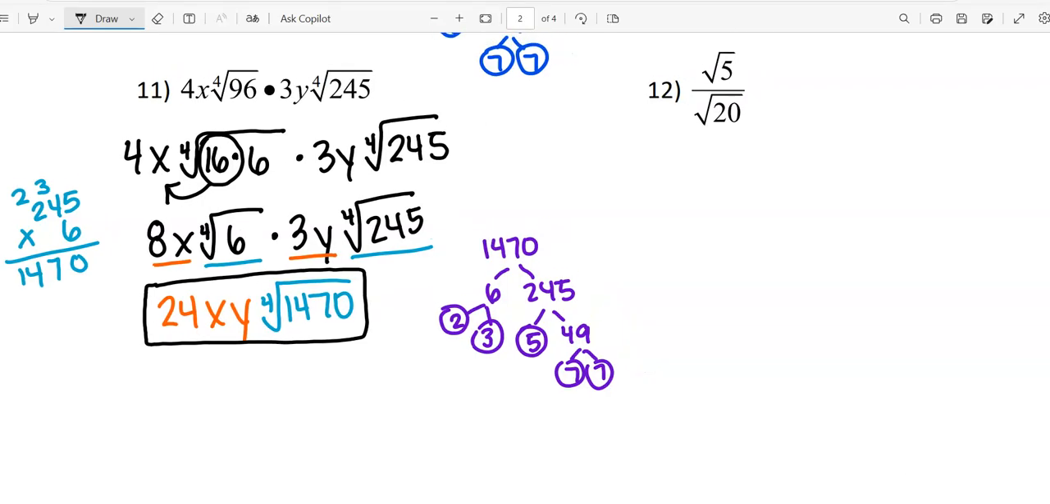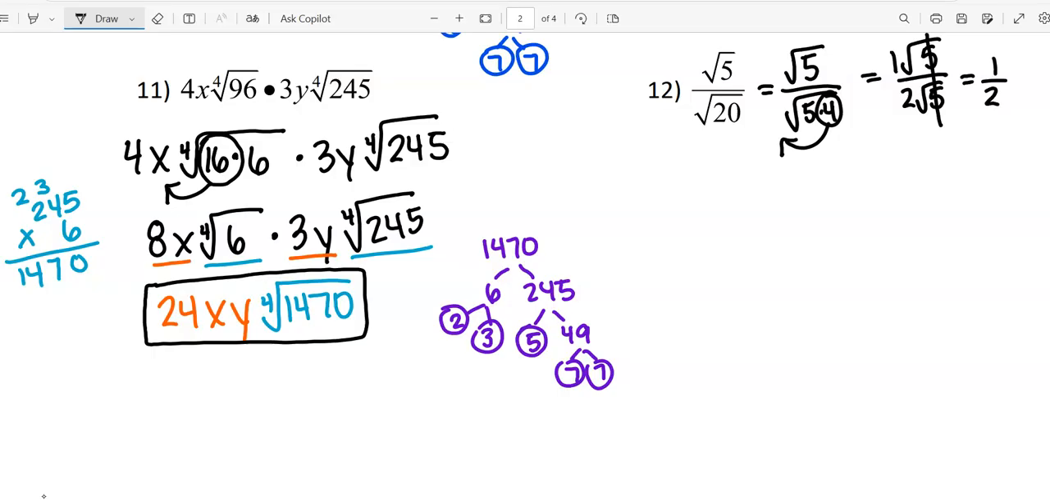12, you can do one of two ways. The first way is you could simplify the square root of 20. What's the square root of 20? The square root of 5 times 4, which one do you know the square root of? The square root of 4 is 2, so this is really square root of 5 over 2 square root of 5. How many square roots of 5 do you have on the top? 1. What's the square root of 5 divided by the square root of 5? 1, so what does that leave us with? 1/2.